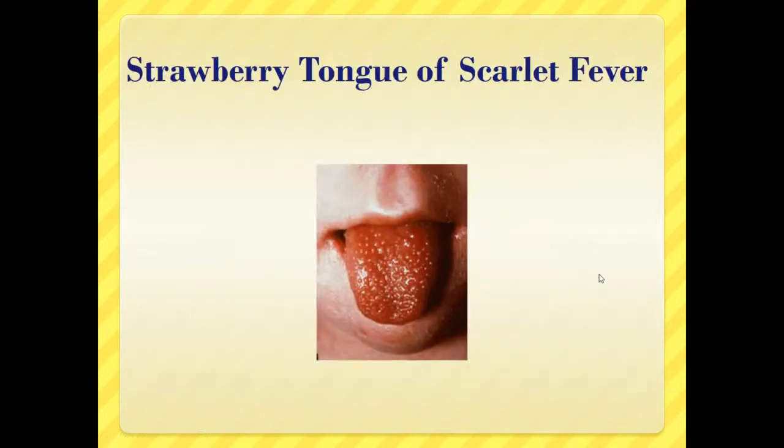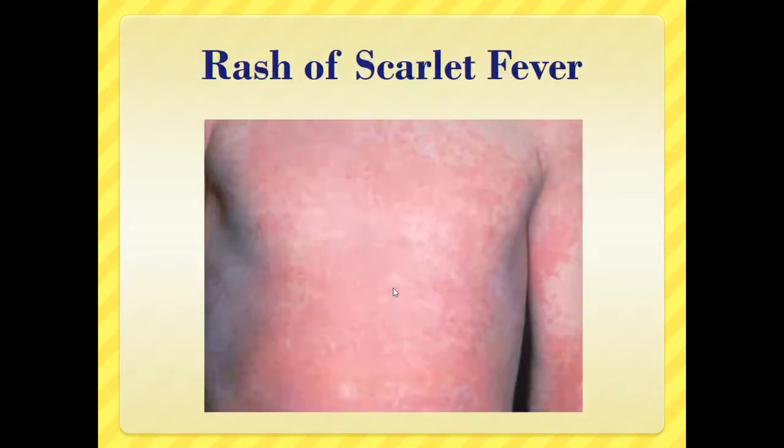Scarlet fever can lead to what we call a strawberry tongue, where the tongue turns bright red and the papillae, which are the little bumps on the tongue, become swollen. So the tongue takes on the appearance of a strawberry.